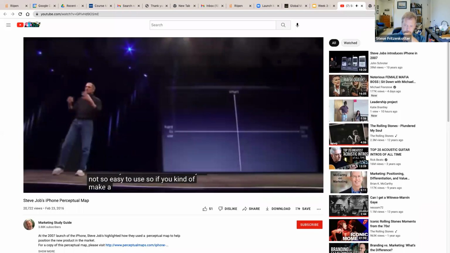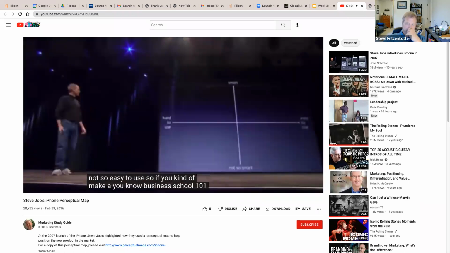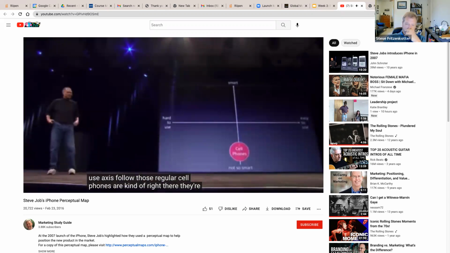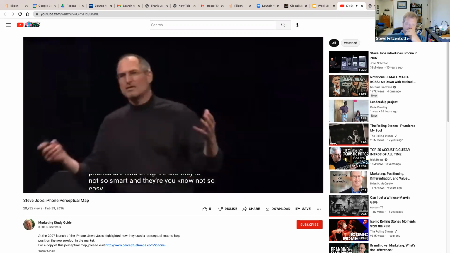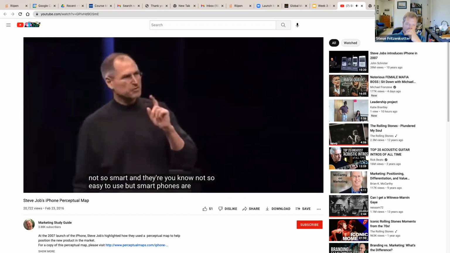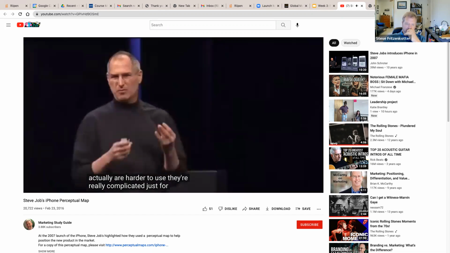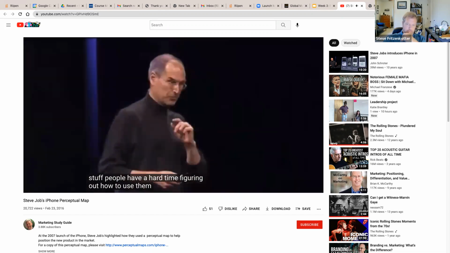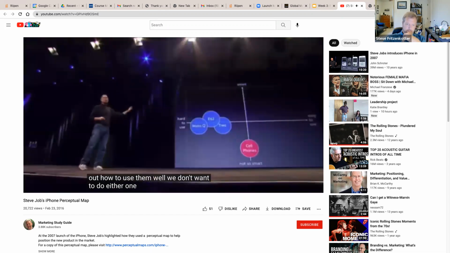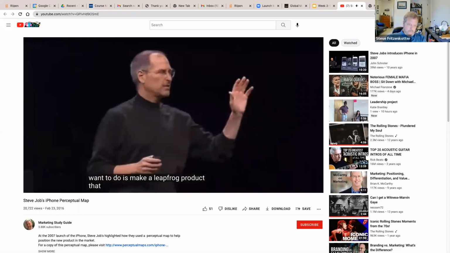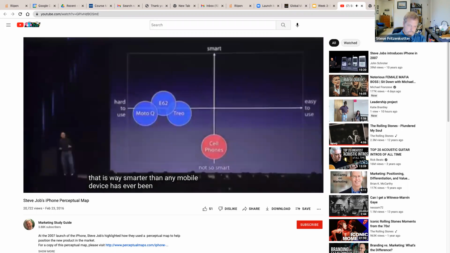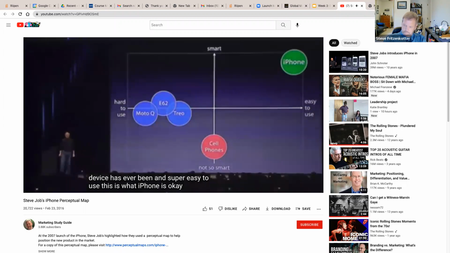So if you make a business school 101 graph of the smart axis and the easy to use axis, regular cell phones are right there. They're not so smart and they're not so easy to use. But smartphones are definitely a little smarter, but they actually are harder to use. They're really complicated. Just for the basic stuff, people have a hard time figuring out how to use them. Well, we don't want to do either one of these things. What we want to do is make a leapfrog product that is way smarter than any mobile device has ever been and super easy to use. This is what iPhone is, okay?